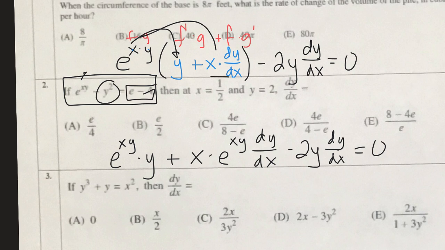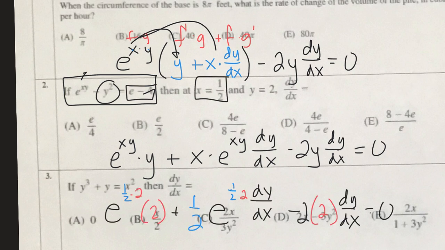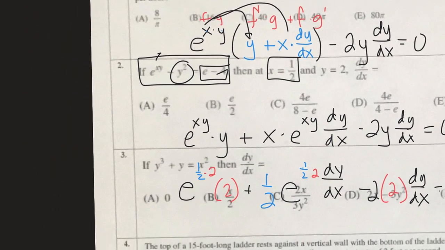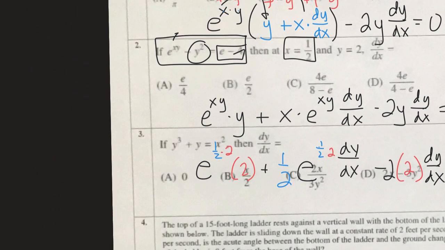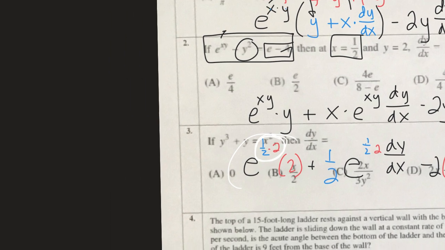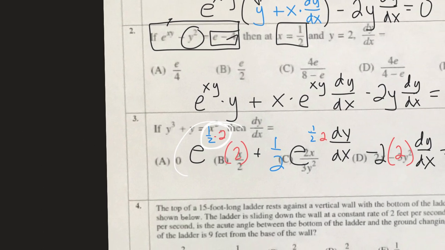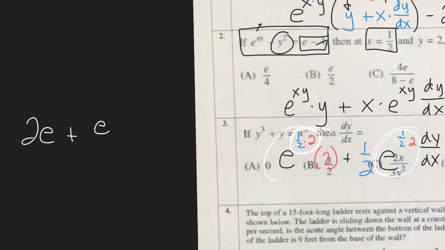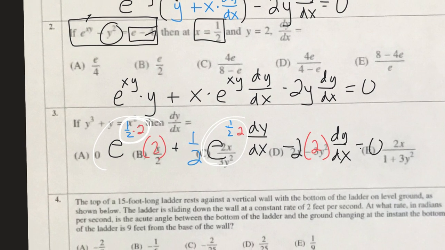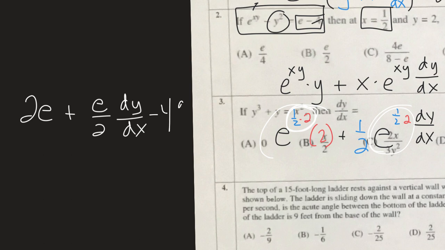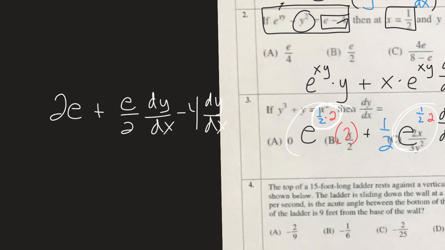Okay, now let's get to substituting. Our x is 1/2 and our y is 2. And I get that crazy looking thing. So let's try and simplify this a little bit, shall we? I think it's a good idea. Okay, so e to the 1/2 times 2, that's just 1. So our first value is 2e, plus, once again, this is 1/2 of e, so e over 2 dy/dx minus 4 dy/dx equals 0.